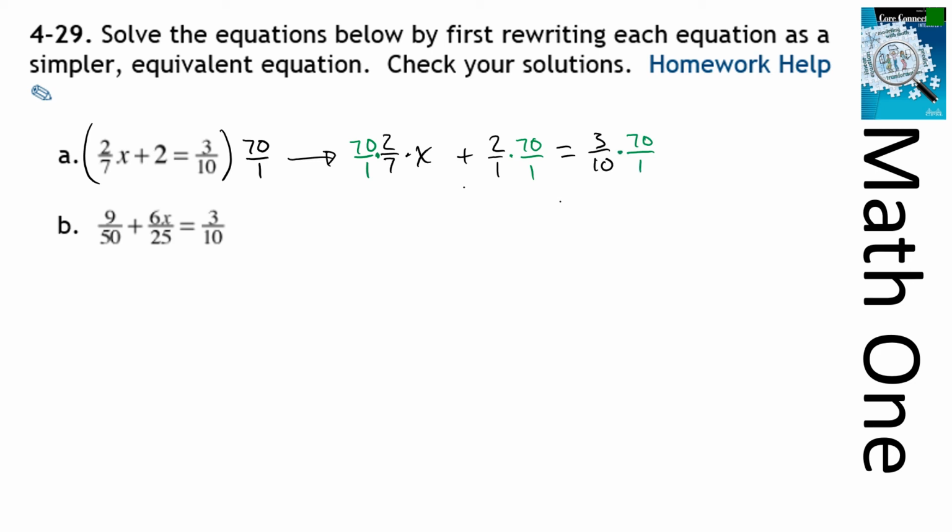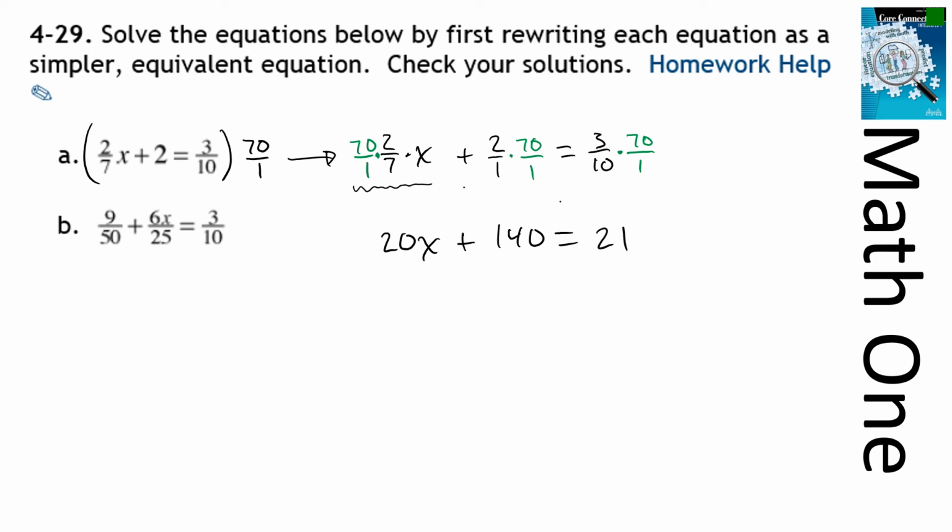Now, the reason why I do that is I know multiplying both sides of that by 70 will completely obliterate all the fractions throughout this problem. In the first case, 70 over 1 times 2/7 ends up being 10 times 2, or 20x. So all of a sudden, I don't have a fraction there. That's now 20x. The next thing I have is 2 times 70 is 140. And on the other side, that's going to equal 70 divided by 10 is 7 times 3 is 21.